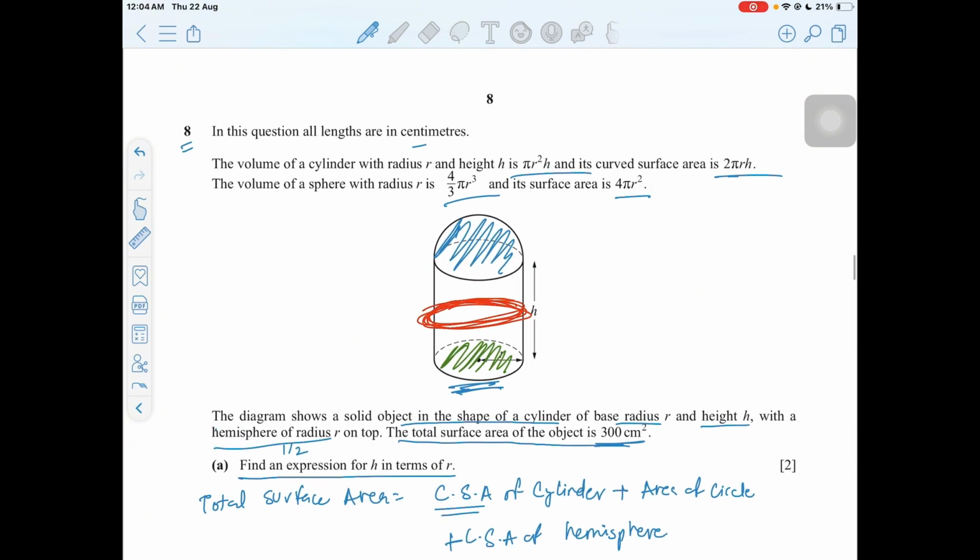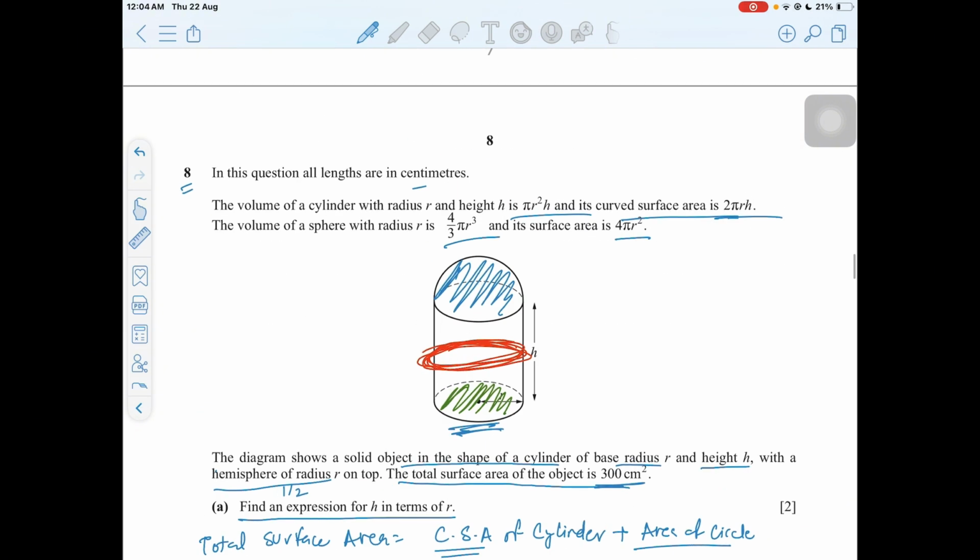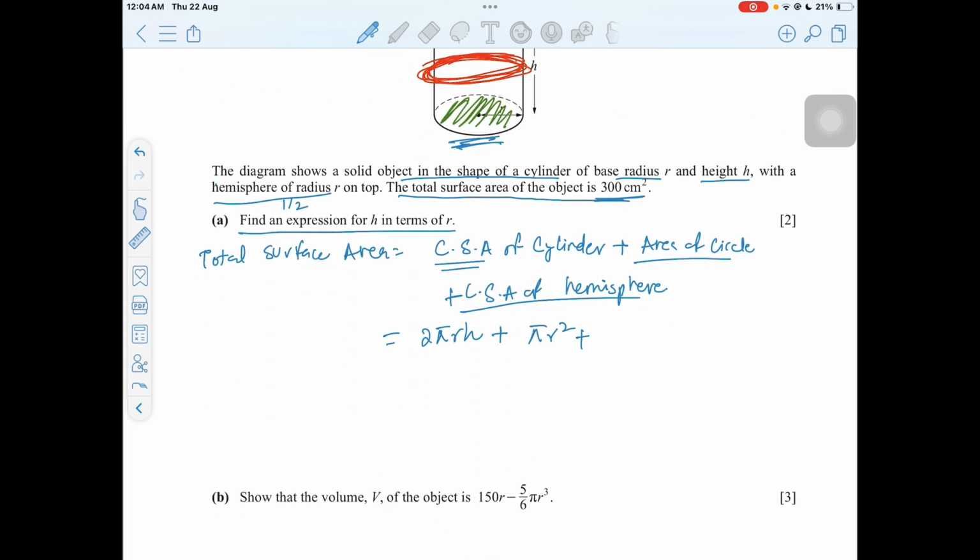So we won't be including the surface of the circle over here. The curved surface area of cylinder is given over here. This is 2 pi r h. Area of circle is pi r square, and curved surface area of hemisphere would be, this is 4 pi r square of a whole sphere, this would be divided by 2, so we get our curved surface area of hemisphere as 2 pi r square. Now we can add this first. So this would be 2 pi r h plus 3 pi r square is equal to 300.